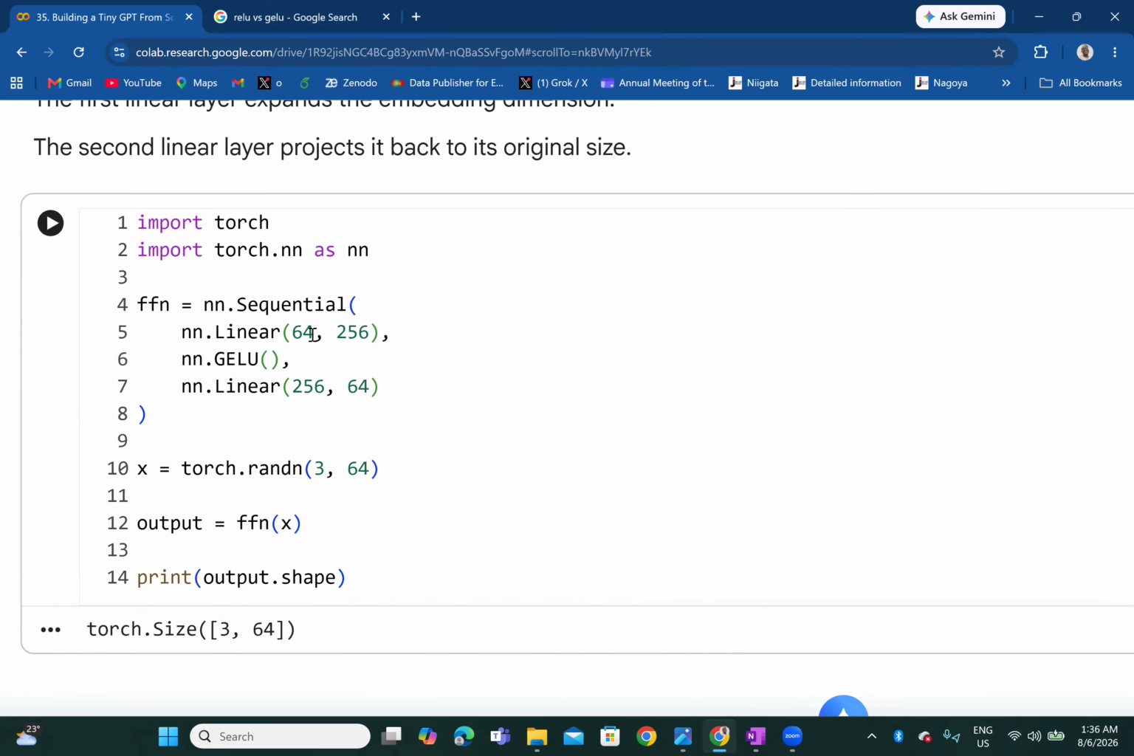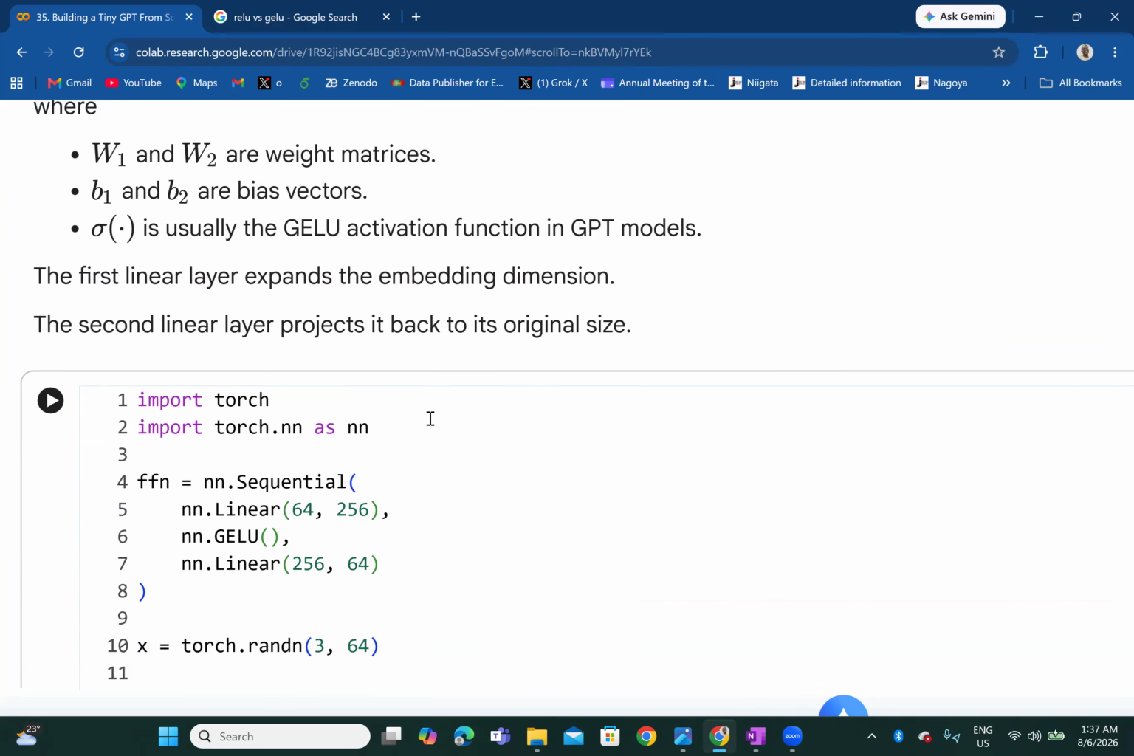So you have something like this happening there. Using PyTorch, you have the feed-forward network. You have the sequential nn.Linear 64 by 256, nn.GELU, then nn.Linear again 256 by 64. So you have this linear, you pass it through GELU and you take it back to the linear. And that's exactly what's happening here.